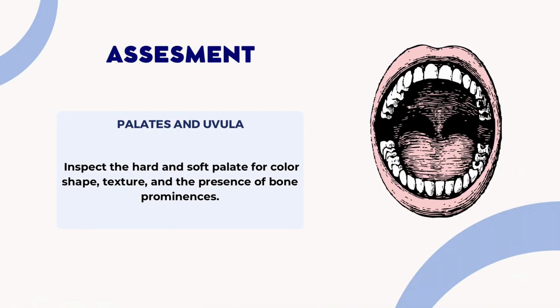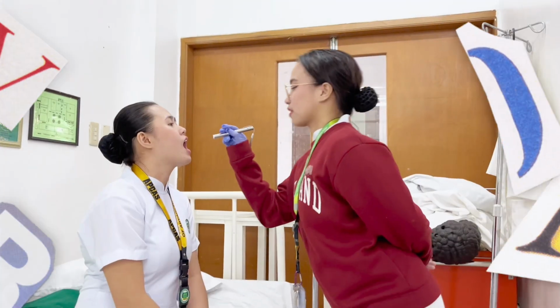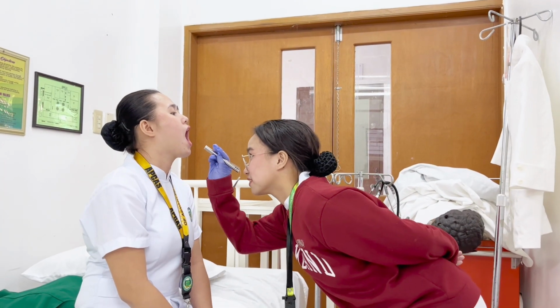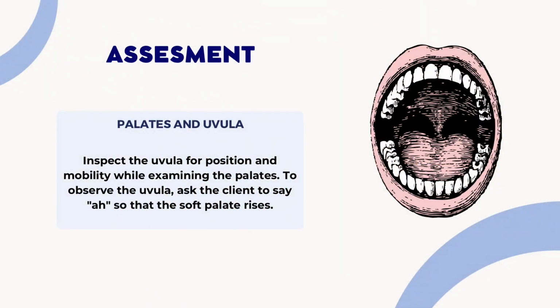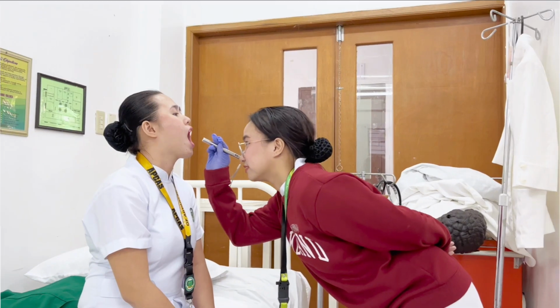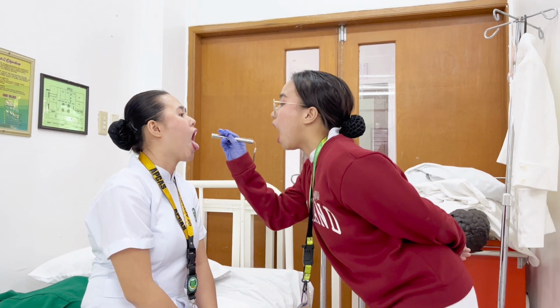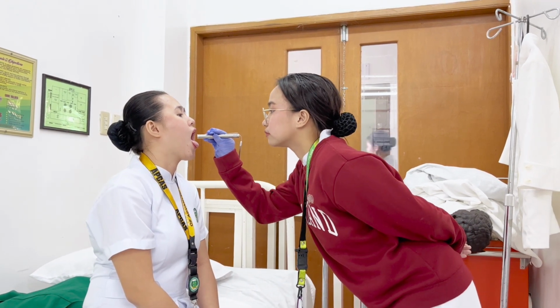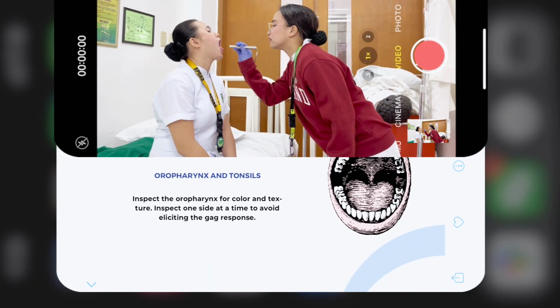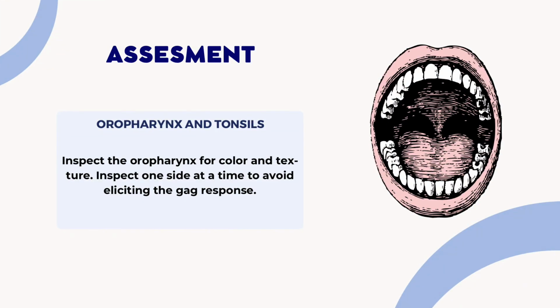Inspect the hard and soft palate for color, shape, texture, and the presence of bone prominence. Inspect the uvula for position and mobility. While examining the palates to observe the uvula, ask the client to say ah so the soft palate rises. Inspect the oropharynx for color and texture.